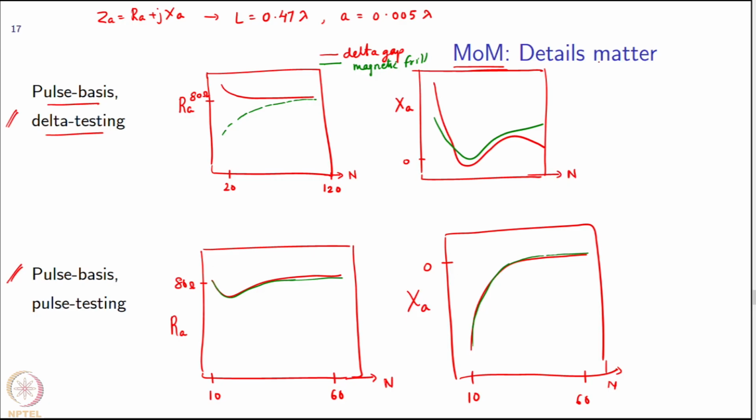Pulse basis delta testing is very good for understanding a problem, it is not good for actual calculations, okay. And the choice of this 0.47A, why would you choose something like that? It is because you are getting a reactive part of nearly 0, right, and the RA comes out to be 75 to 80 ohms, which is easy enough to match in a regular RF circuit, okay. Is it fine?